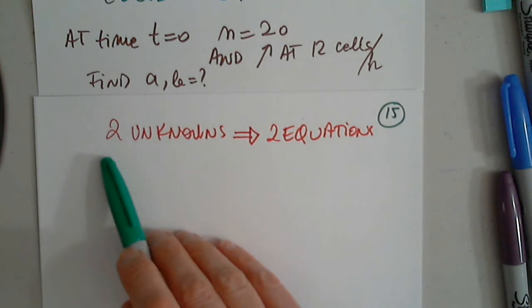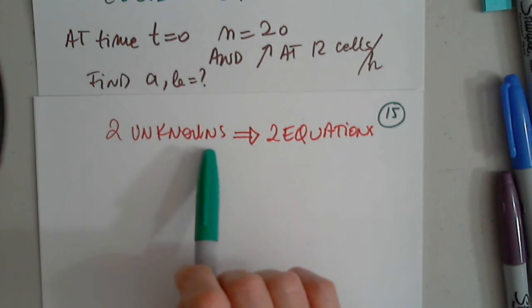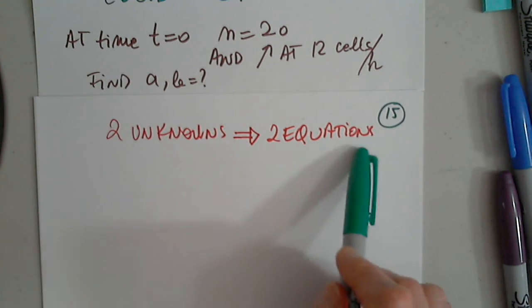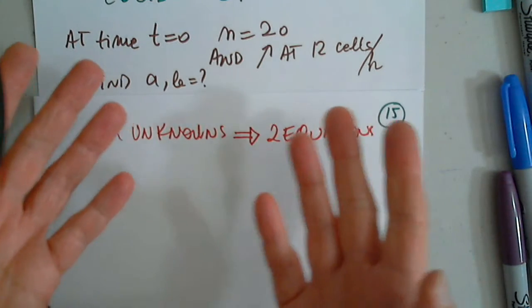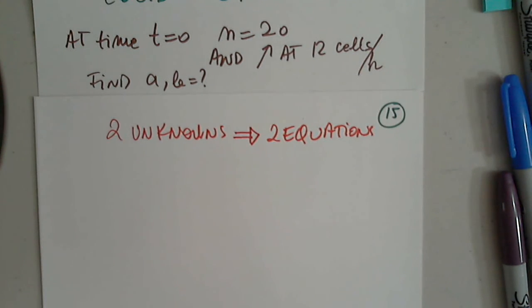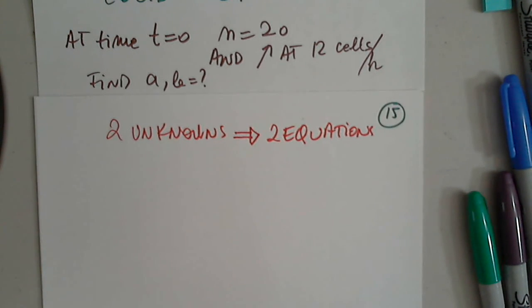If I want to determine two unknowns, I have to come up with two equations. It means that somehow I must have two pieces of information, one that will create one equation and the other that will create the second equation, right? Maybe we can find the derivative. We're not there yet. What is the obvious one?